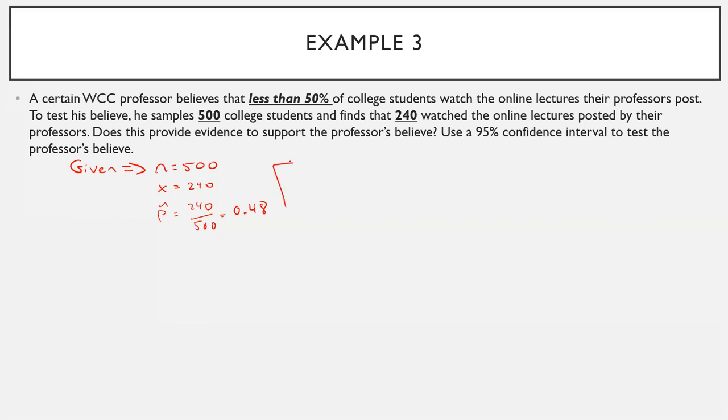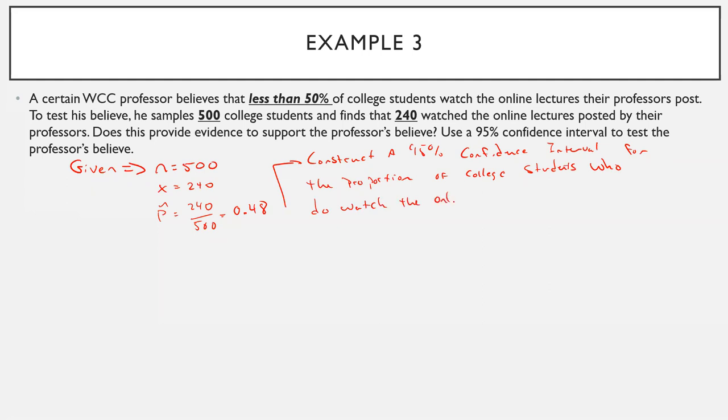Okay, so now let's construct a 95% confidence interval for the proportion of college students who do watch the online lectures. Again, you're going to use the 1-PropZInt, okay? So you're going to use the option stats, tests, 1-PropZInt, and I'm going to plug in x is equal to 240 and n is equal to 500.